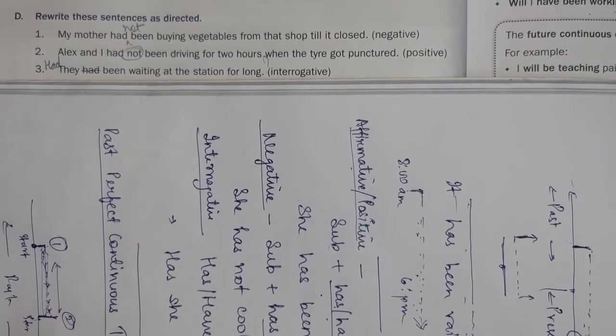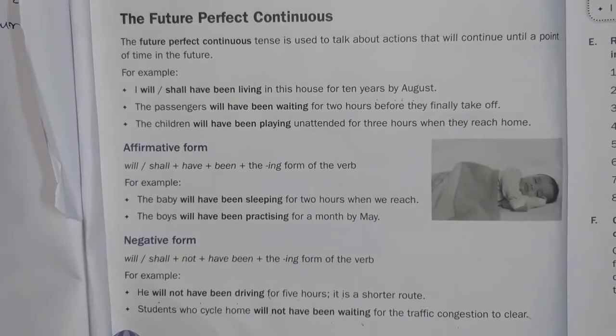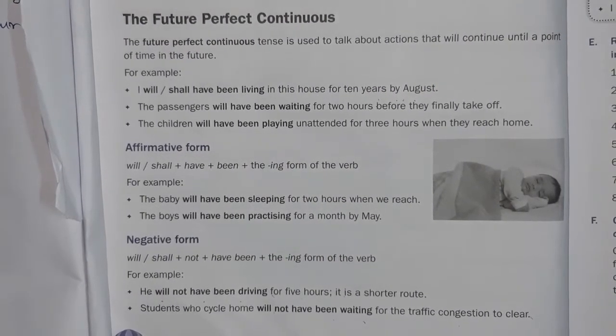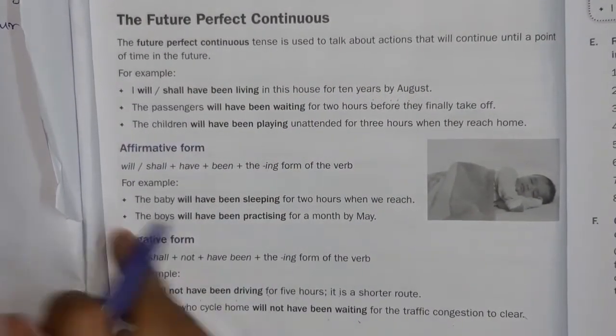Now let's move quickly to future perfect continuous tense. So future perfect continuous tense is used to talk about an action that will continue until a point of time in the future. So it is also very easy to explain.